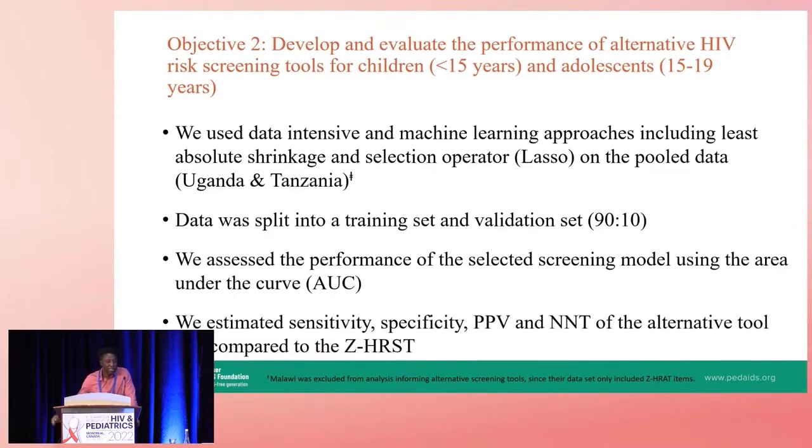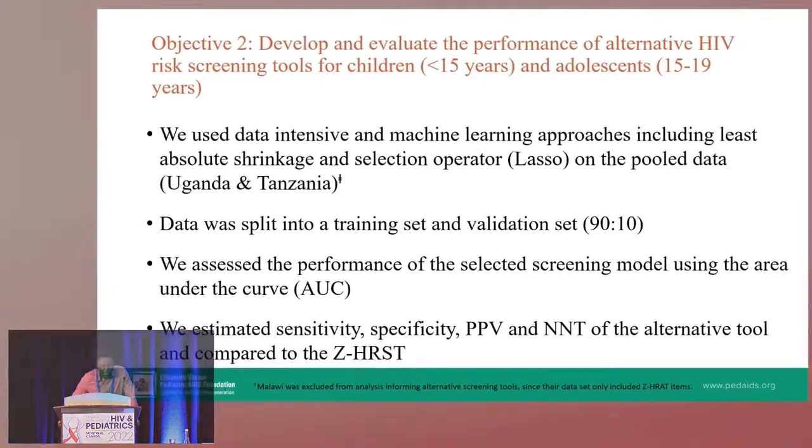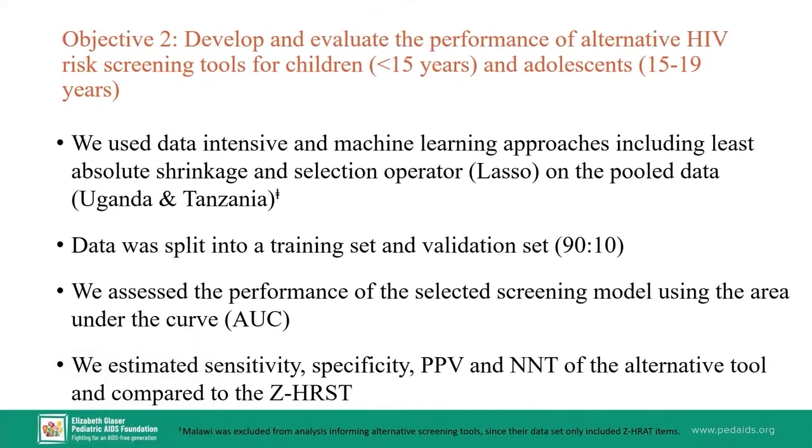For the second objective, we used data-intensive and machine learning approaches, including the least absolute shrinkage and selection operator, known as LASSO, on the pooled data, restricting to Uganda and Tanzania, because in this group we had many more questions used for screening. Malawi only restricted the screening questions to the 4 Zimbabwe questions. So in order to develop another tool, we only restricted it to Tanzania and Uganda.